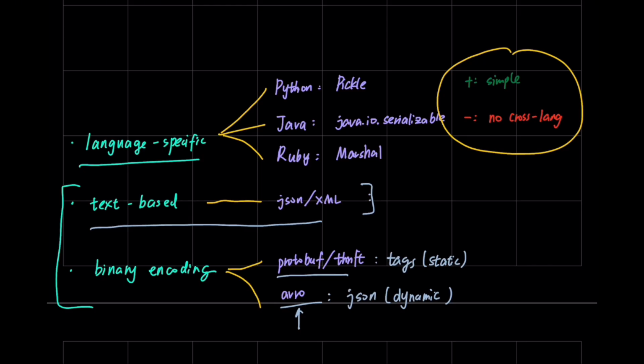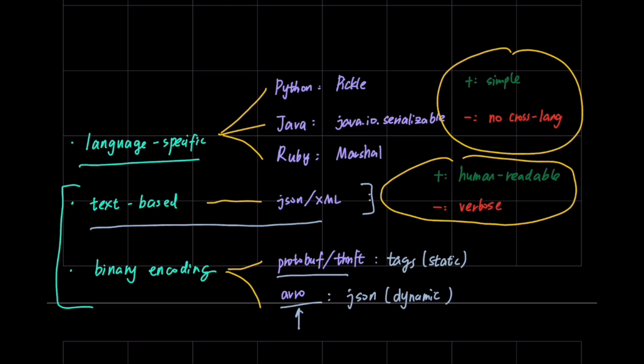And for text-based encoding, it is human readable in terms of using JSON and XML as the format, but it comes at the cost of being verbose and chunky. Binary encoding formats are more compact compared to text-based ones because they explicitly declare their schema. But this also comes at a cost in that it is no longer human readable.